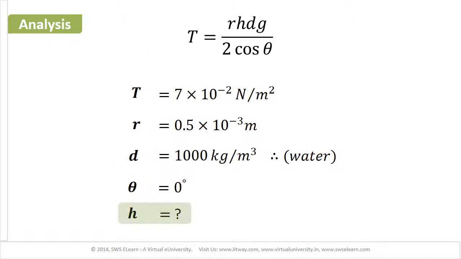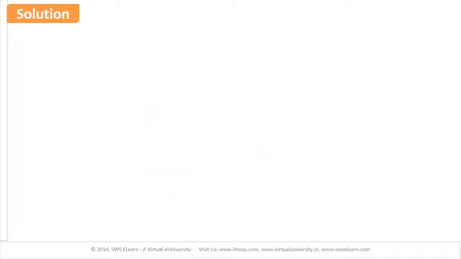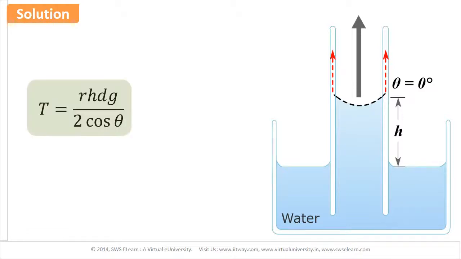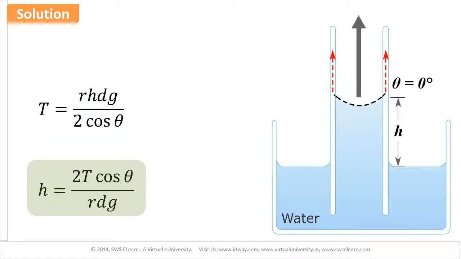A solution. The surface tension of a liquid in a capillary tube is given by the equation T = R H D G / (2 cos θ). We want to find out the rise of water H in a capillary tube. Hence, we will rewrite the equation as H = 2T cos θ / (R D G).